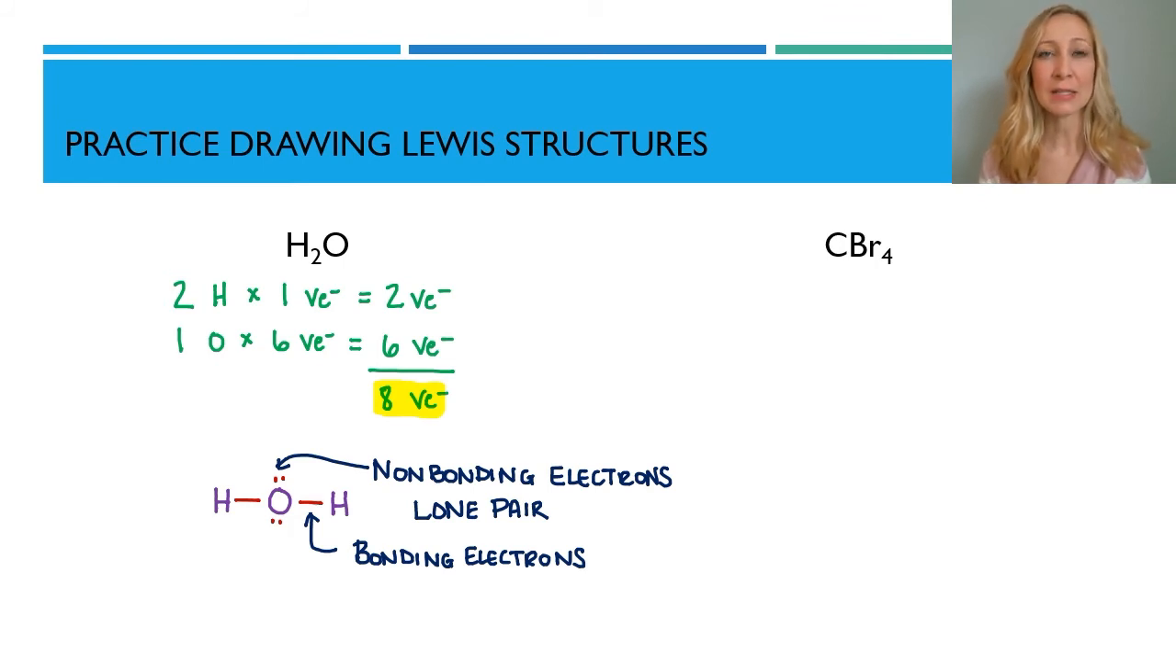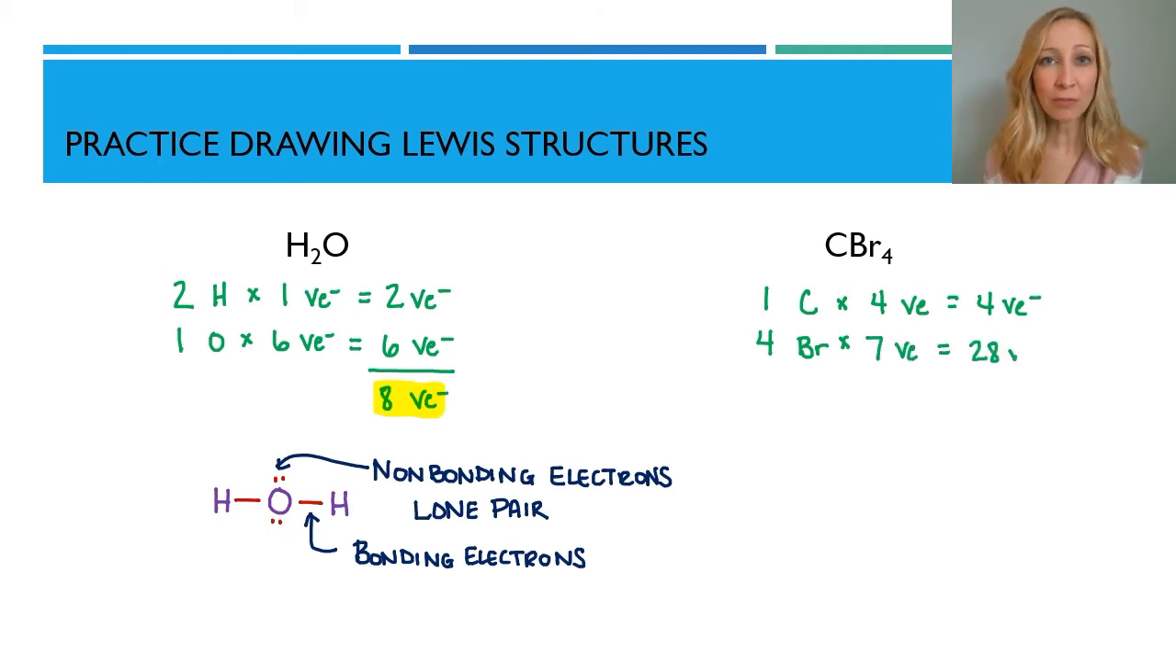Now let's draw CBr4. So we have 1 carbon and 4 bromines. The 1 carbon will bring 4 valence electrons to this molecule to participate in covalent bonding. The bromines will have 7 valence electrons each for us to work with. That gives us a total for the molecule of 32 valence electrons that we have to work with when we create this molecule.